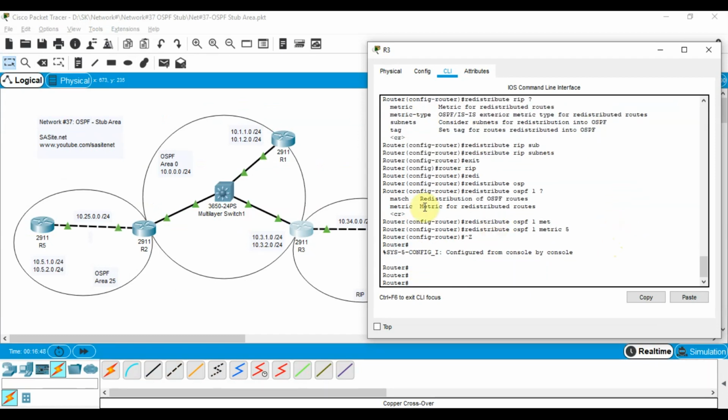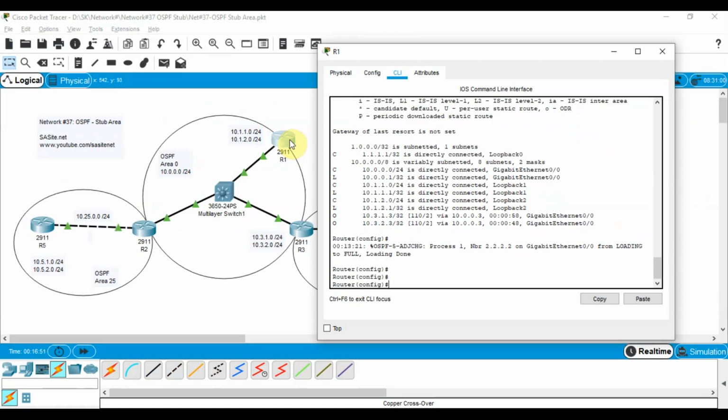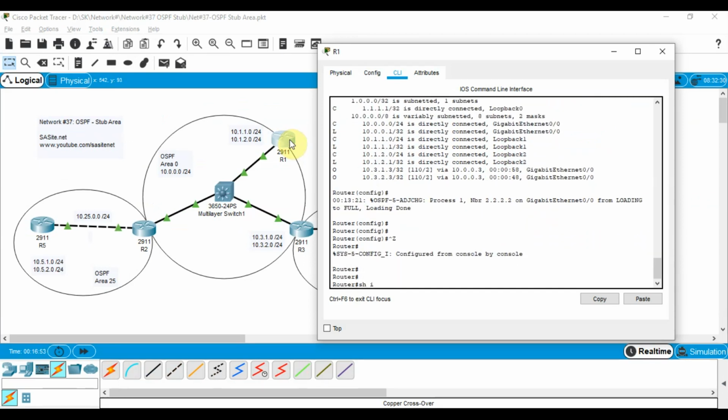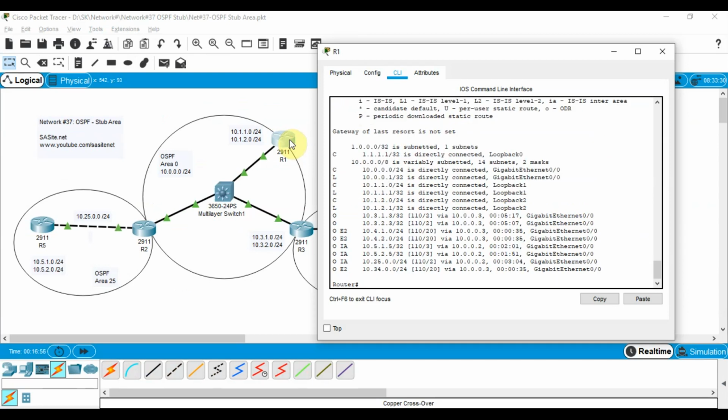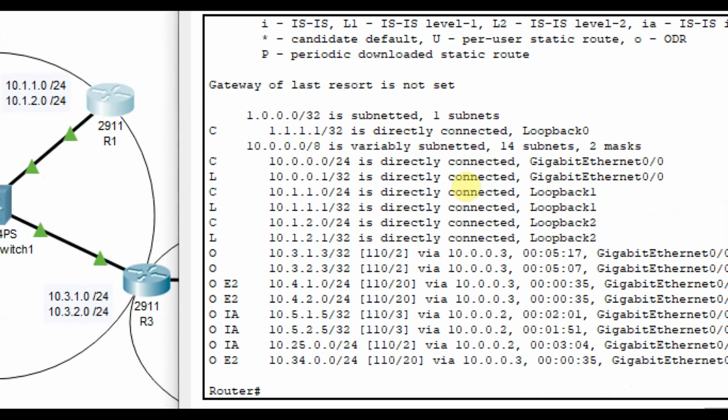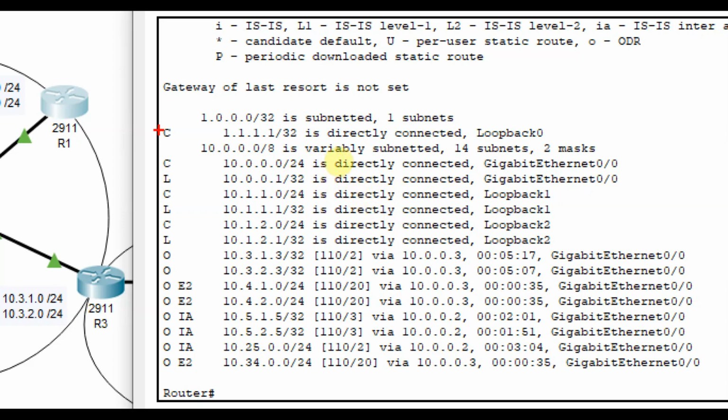So now let's take a look at R1. See what R1 learned. Show ip route, and we have learned a lot of things. Let's take a look at what we know now. Connected networks, ignore them. We have normal OSPF within area 0 from the network behind R3 via R3. We learn about the OSPF external type 2, which is the redistributed network. We know about the networks behind R4, which are 10.4.2 and 10.4.1, and both of them are learned from R3.